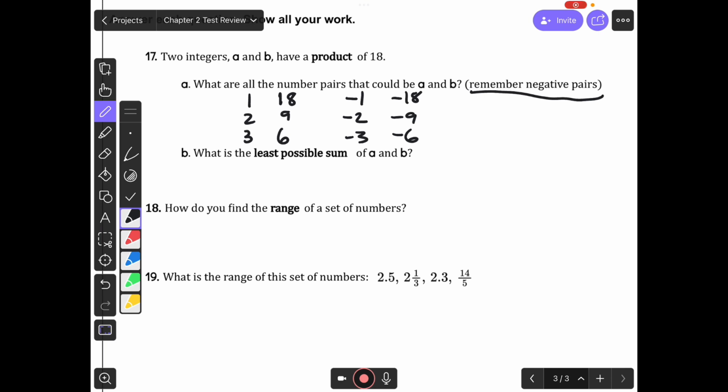What is the least possible sum of A and B? Least possible means most left on a number line. And sum means the answer to an addition problem. So I'm going to add all these together. We already said that these are all of our number pairs.